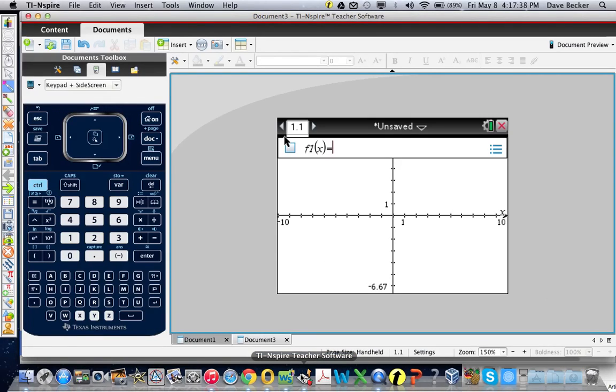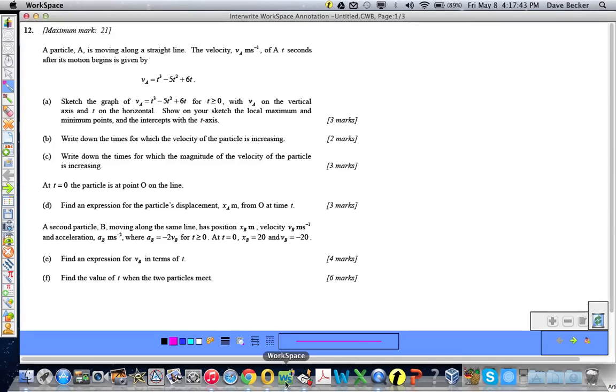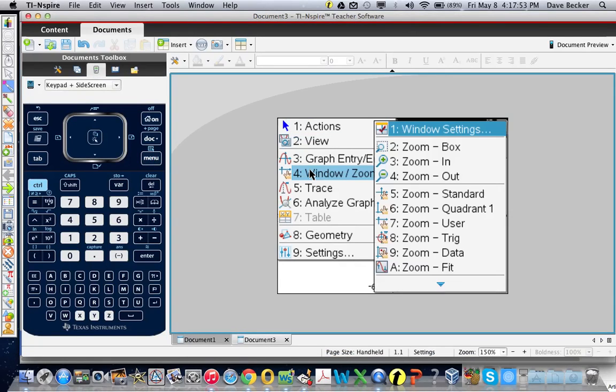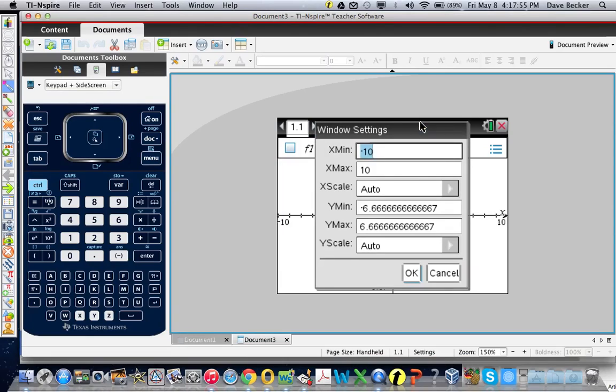So here we go. What was the domain? I forget. Let me look. Does it give us a domain? Just for t greater than or equal to 0. Okay, so let's go ahead and set up our graph menu. Window settings: we'll go from 0 to 10 on the x-axis, and pi over 2 as our scale. This looks good.